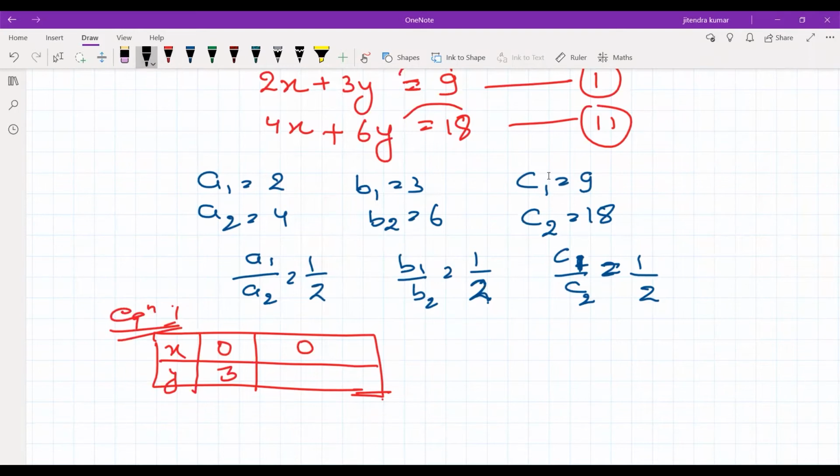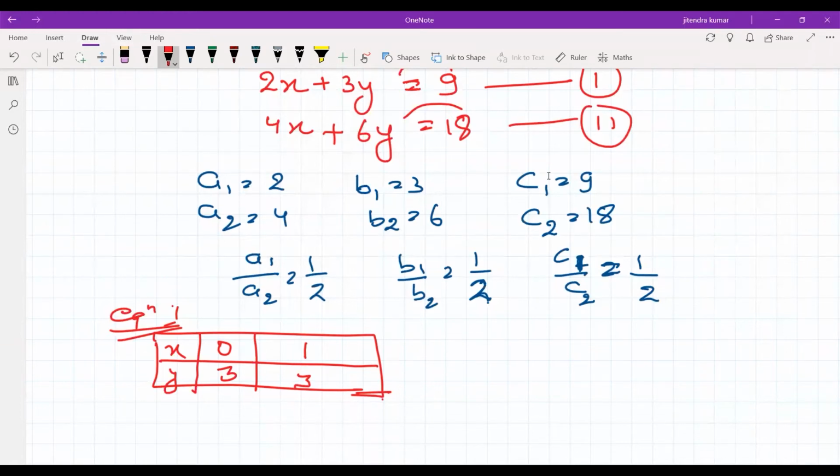Then let's use some other value, 9 minus 3. Okay, so let's take y equal to 1. So if we put y equal to 1, we will have 3. So 9 minus 3, that is 6. 6 by 2, that will be equal to 3. So we have 2 points, 0, 3 and 1, 3.